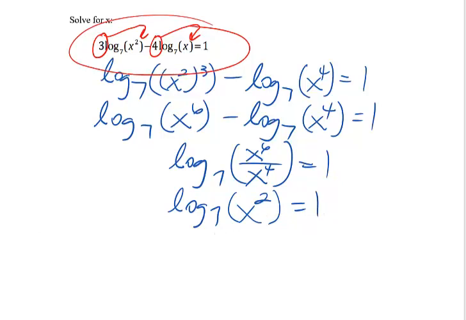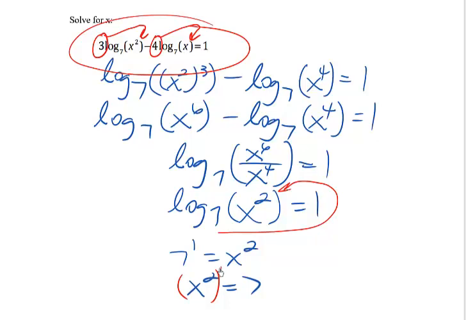I'm ready now to switch to exponential form, follow my pathway around there. 7 to the 1 equals x squared. This one's even simpler than the last one. I just have x squared equals 7. To get that x by itself, I'll raise each side to the reciprocal power, namely the 1/2 power.